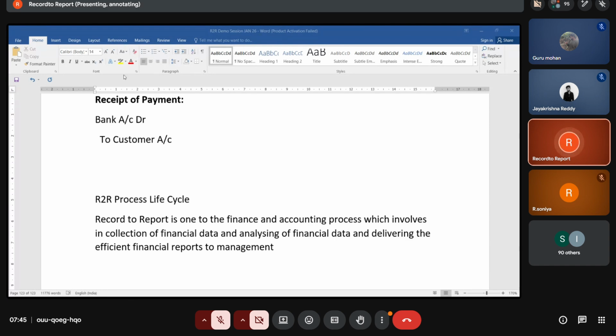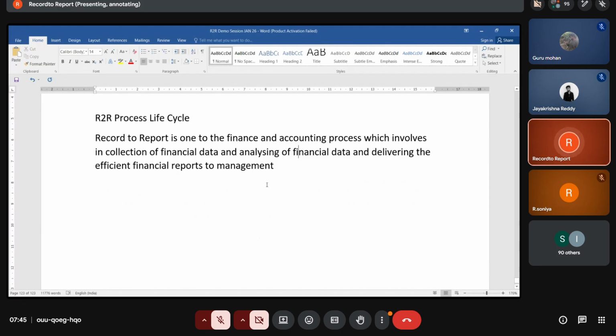So the R2R team will analyze the various sets of data. What is the general entries to be posted? What sort of journal entries are to be posted? The R2R team will analyze that process and finally deliver the reports to the management, guys.